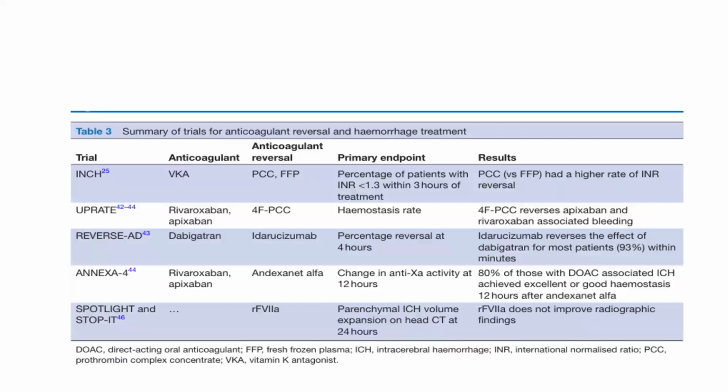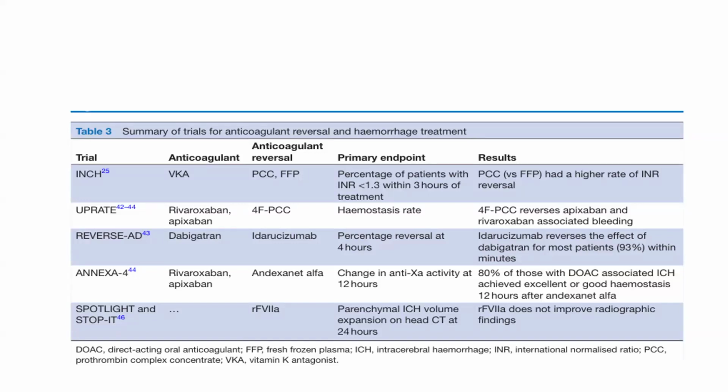So this is a summary of the trials for anticoagulant reversal in hemorrhagic events. The first is the INCH trial, which compared vitamin K antagonist and anticoagulant reversal with PCC and FFP. Results are PCC had a higher rate of INR reversal. Then the UPTRADE trial, which included rivaroxaban, apixaban, versus four-factor PCC, which showed four-factor PCC reverses apixaban and rivaroxaban associated bleeding.